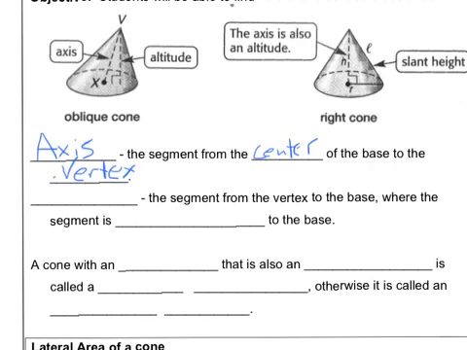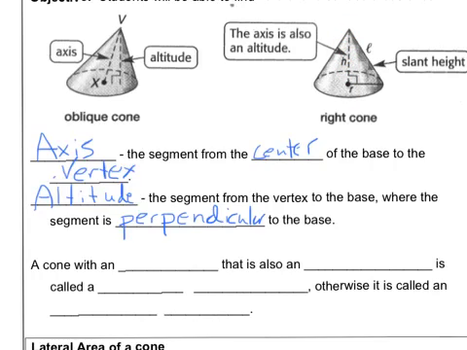The segment from the vertex to the base, where the segment is perpendicular to the base, that is the altitude. So that's this guy. The altitude is always going to be perpendicular to the base. The axis can be tilted, but the altitude is not tilted. So here the altitude is the same place as the axis.